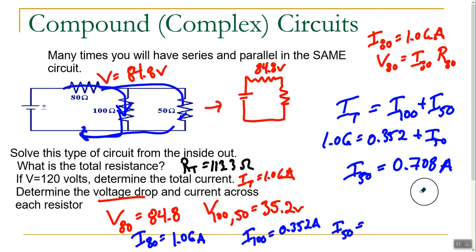Also, we found out that my current split up into two paths, while we had more current going through the 50 ohm resistor than we did through the 100 ohm resistor. So even though they split up and came back together, they were not equal splits of that current.